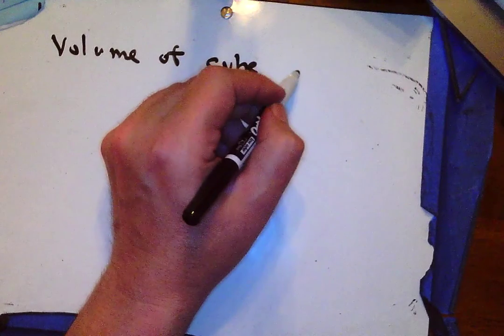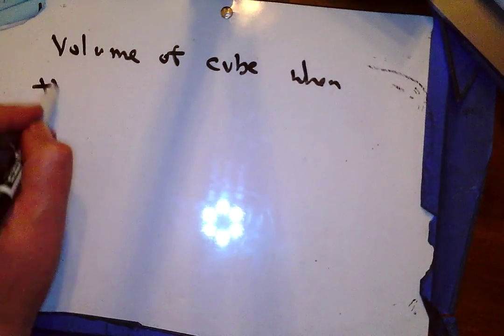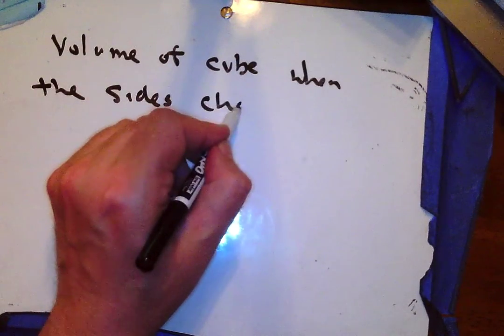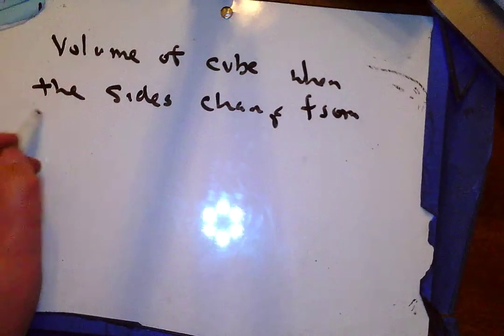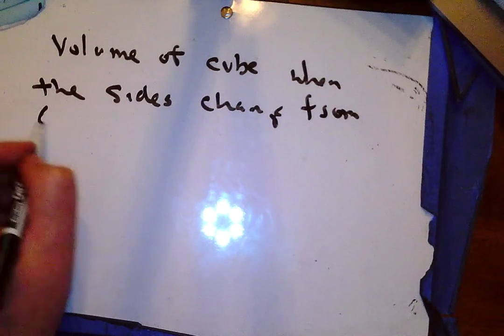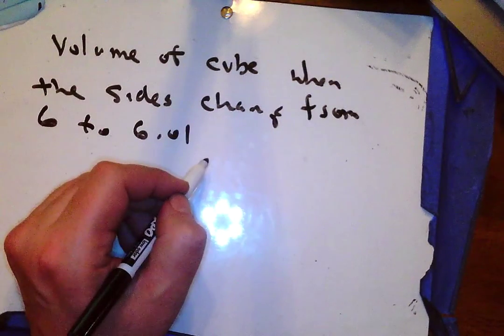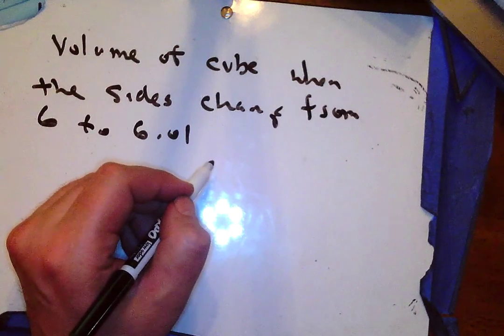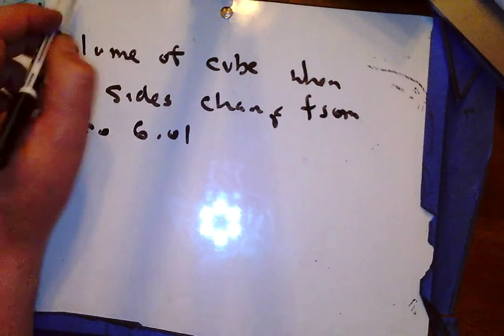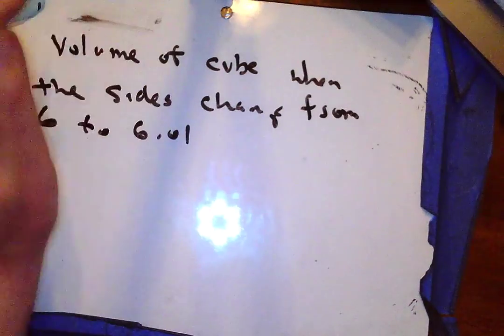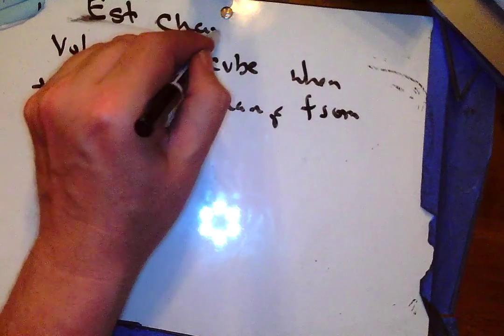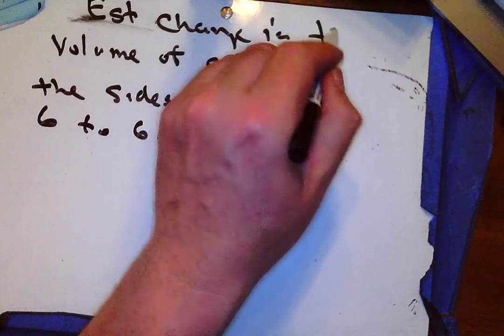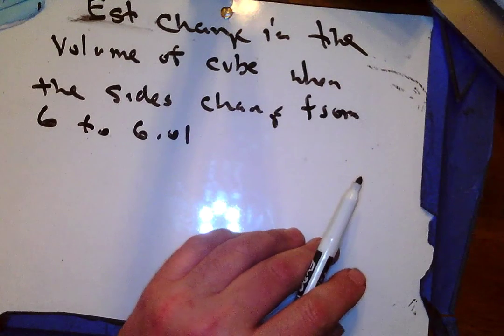So that's what I can do with that. Okay, now how about number 4? Volume of a cube when the sides change from, what are we changing from? We're changing from 6 to 6.01. Volume of the cube. How about the change? Ooh, that's it. Estimate the change in the volume of the cube when the sides go from 6 to 6.01.